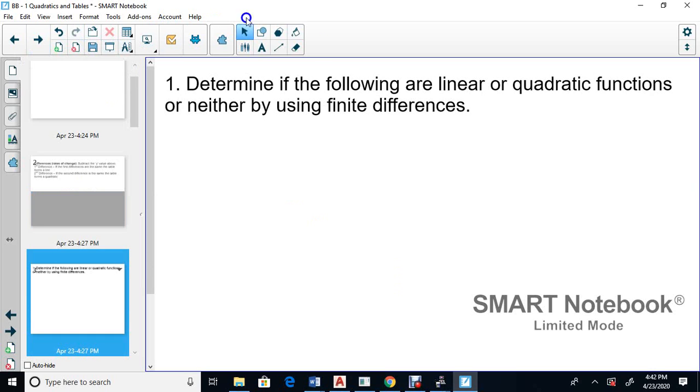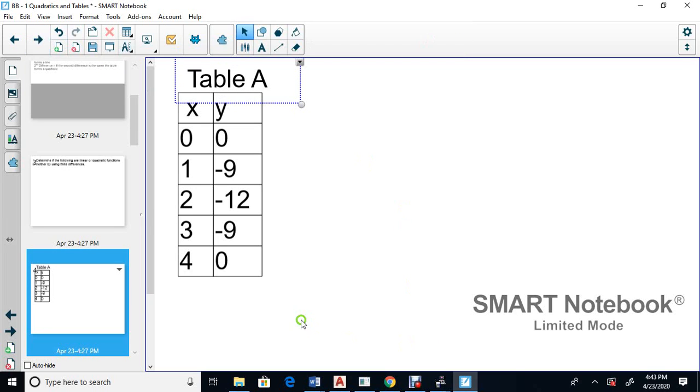So determine if the following are linear or quadratic functions or neither, using finite differences. So after I do 1 and 2, the first two, feel free to pause the video and do the next one on your own. I'm going to start off with table A. So let's look at table A here. So we got 0, -9, -12, and -9. So look, here it goes up by equal numbers, 0, 1, 2, 3, 4. Here we're going to calculate the difference.